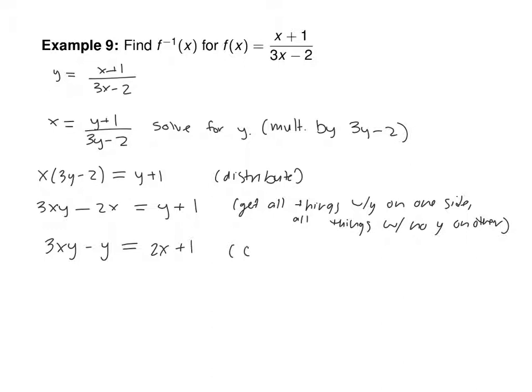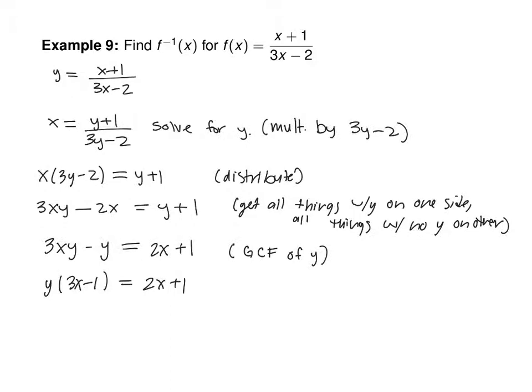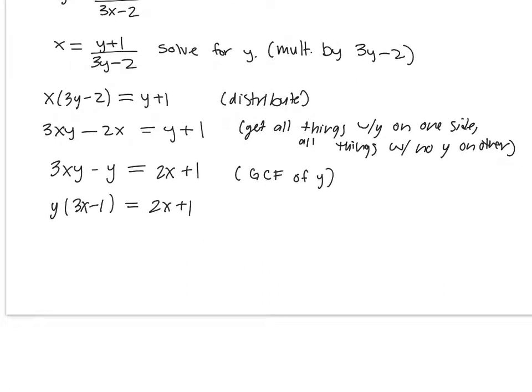And then, once you've done that, you will have a GCF of y, which you can factor out. So that will become y times 3x minus 1. That is the trick that will make multiple y's to its first power all into 1. Okay, so that is on your retake if you have to do it. And so your final answer is y equals 2x plus 1 over 3x minus 1, right? Or f inverse of x is 2x plus 1 over 3x minus 1.